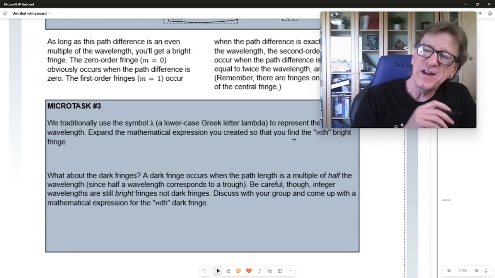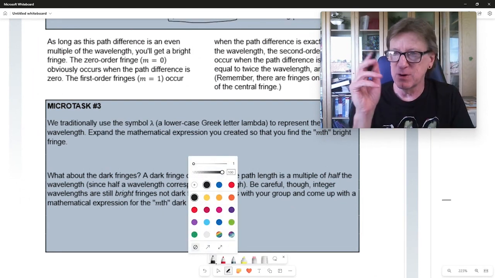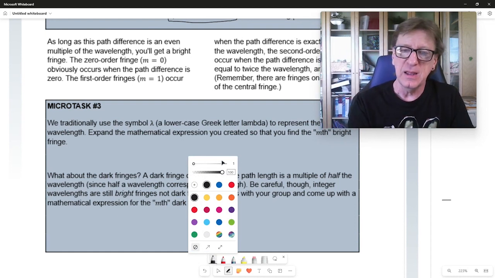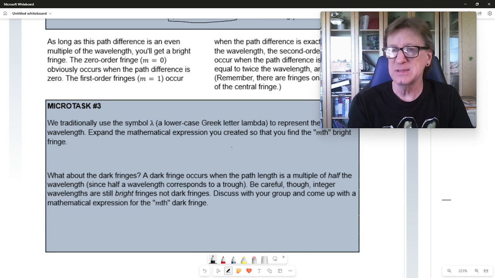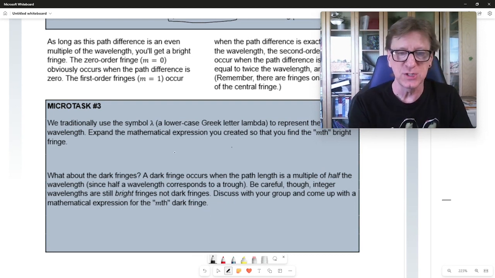So we want to find the mth bright fringe. And by that we mean, remember, our zero order fringe is going to be in the middle, then our first order, second order, third order. And each one of those times I have to have a distance equal to a multiple of the wavelength. Let's do it for the first fringe to start off with.